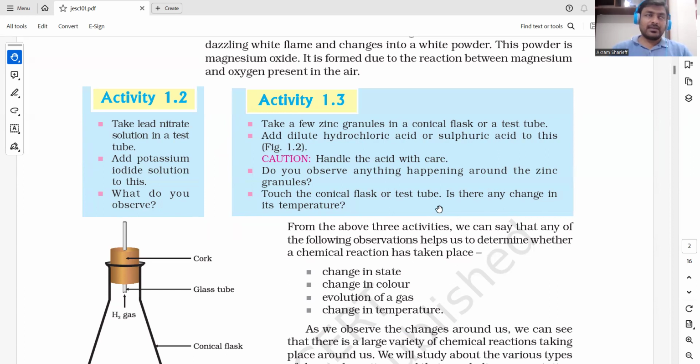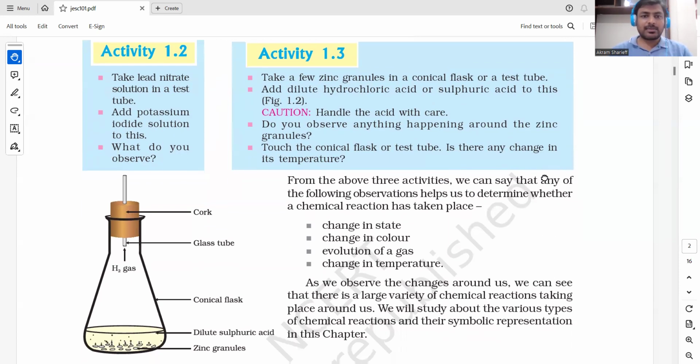What is the metal? Zinc, magnesium, sodium, these are the metals. What is an acid? Hydrochloric acid, sulfuric acid, nitric acid, acetic acid, these are the acids. So when you react these two entities, you will get a salt and hydrogen. For example, I am reacting zinc with HCl. What are the products I will get? Zinc chloride plus hydrogen. So these all are chemical changes.